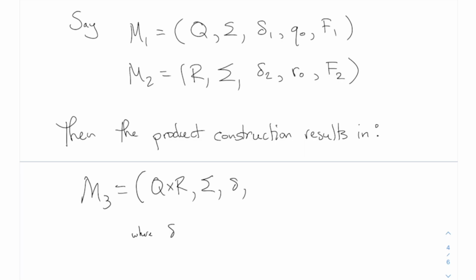What about the starting state? Remember in this machine M3, the states are all pairs. And so what I put here should be a pair. How do you find the starting state in the pair? It's just the pair of the original two starting states. That would be Q0, R0. So that's the starting state of the product machine. And what is the set of accepting states in the product? It's all the pairs where the first one was accepting and also the second one was accepting. How can we write that here?